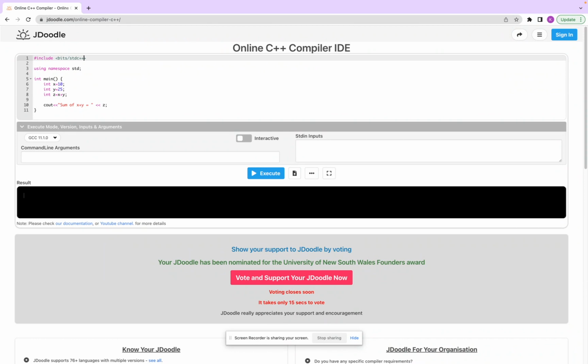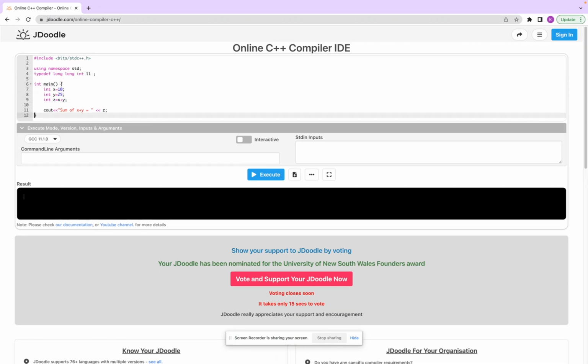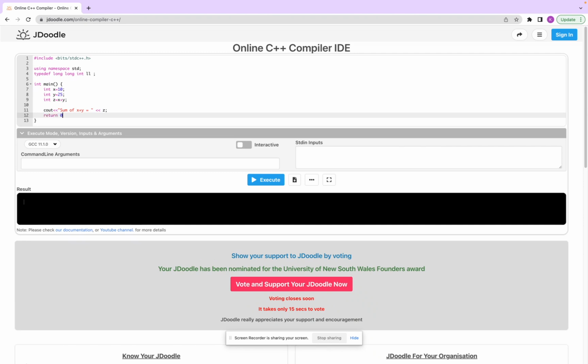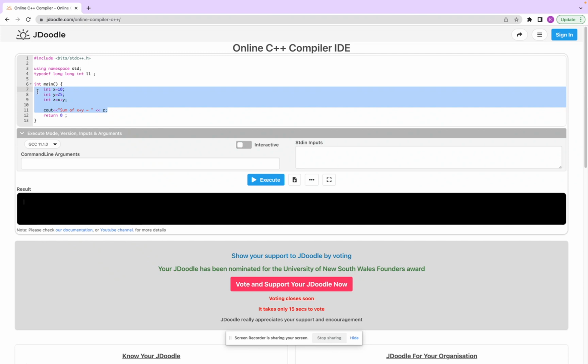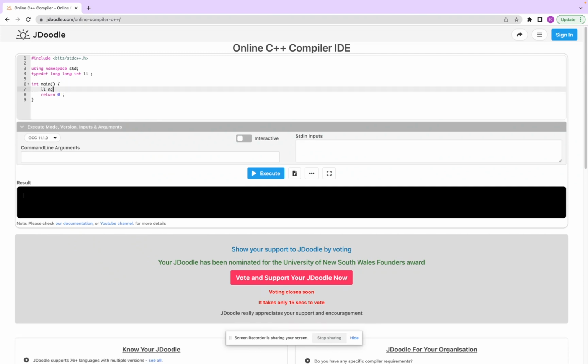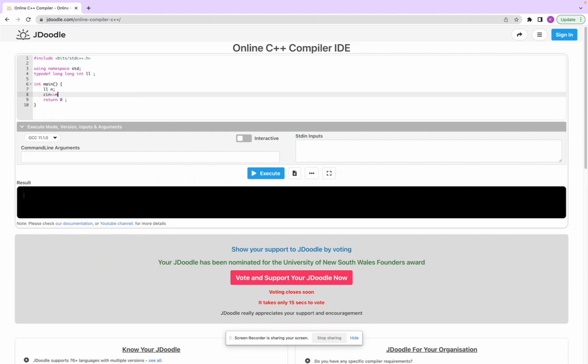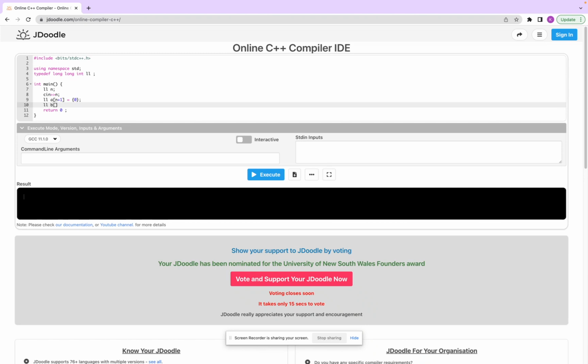It's bits/stdc++.h. Typedef long long as ll. So here we go. First we will take input. We have two arrays, right? I'm using one-based indexing, that's why I'm writing ll a of n plus 1, 0. So array A I have, now I have array B as well.